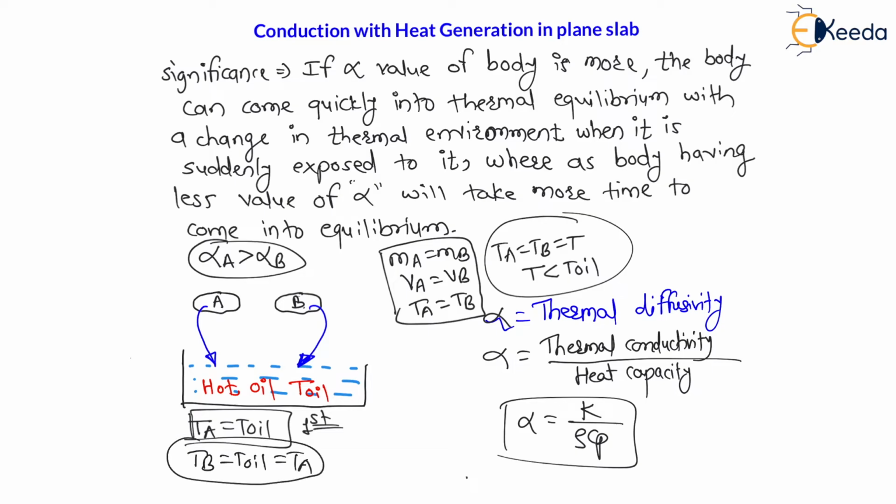Means all three will be in equilibrium. Means first the body A will come into equilibrium with the oil, and then after some time body B will come into equilibrium with oil as well as A, right? This is the second case, right? And this is the significance of alpha.